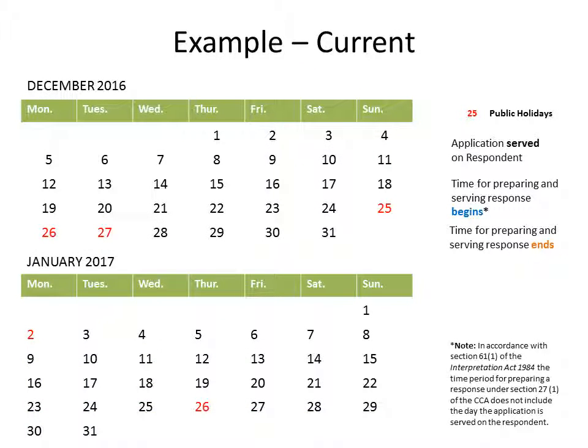Under the previous time limit in Section 27(1) of the CCA, if the respondent was served with an application for adjudication on the 16th of December 2016, they would have a maximum of 14 calendar days in which to prepare and serve a response. This 14 calendar day time limit would commence running from 17 December 2016 and end on 30 December 2016 when the respondent would need to have served the response.